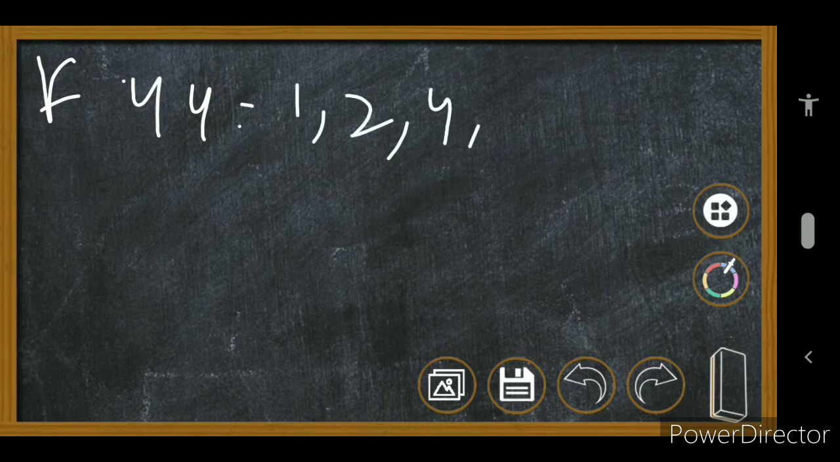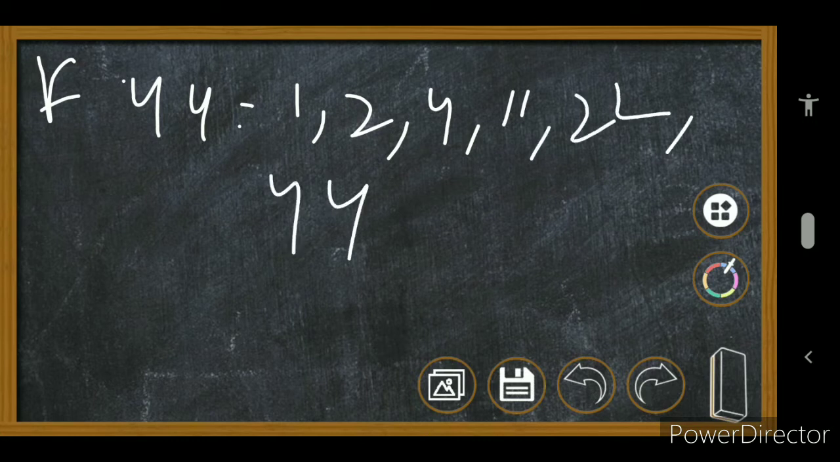Next is F. Number is 44. 1, 2, 4, 11, 22 and 44. So this I am doing from textbook.